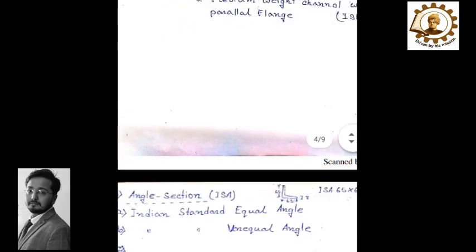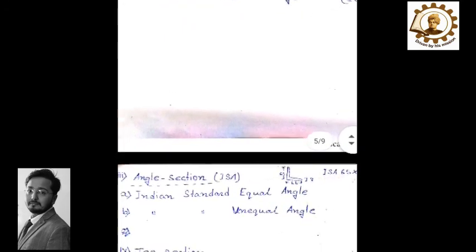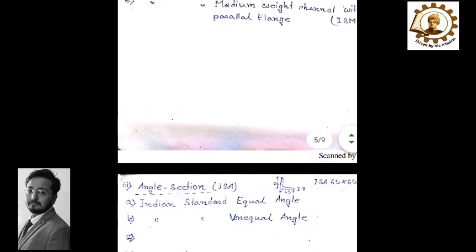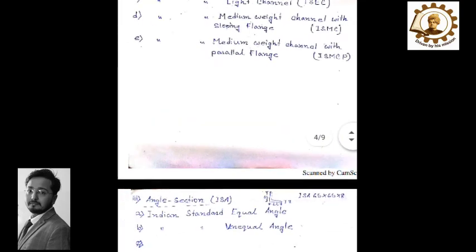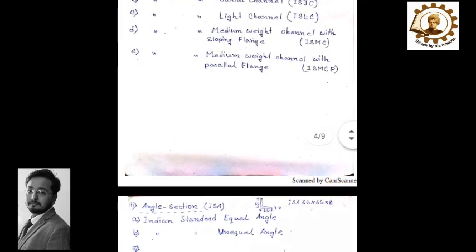Now, next part, T section. There are four different types of T section. Indian Standard Rolled Normal T beams, ISNT. Indian Standard Rolled Deep Legged T beams, ISDT. Indian Standard Lightweight T beams, ISLT. Indian Standard Medium Weight T beams, ISMT.